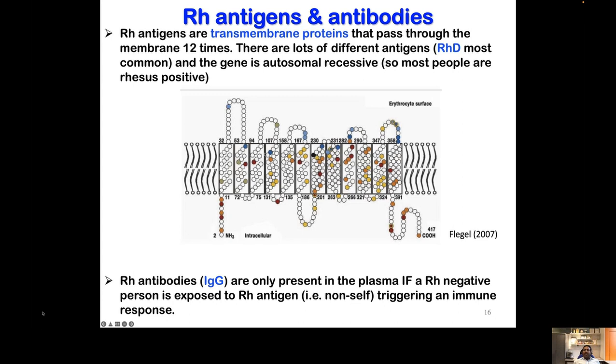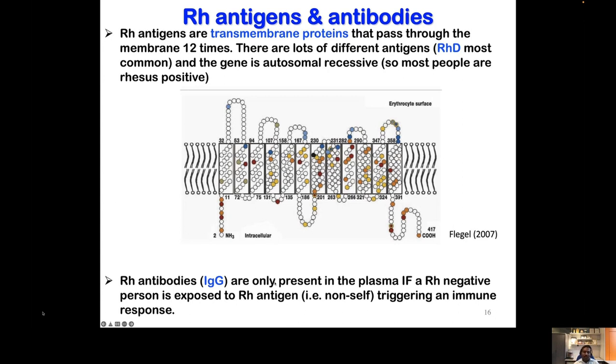There are a lot of different antigens, but the most common one is RHD. And most of the people have a gene that's autosomal recessive. Therefore, most of the people will be positive. Again, try to remember the frequency slide, which shows that most of the people will have a positive blood group and therefore negative blood groups are really rare.